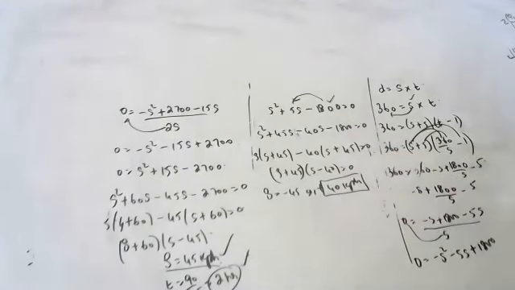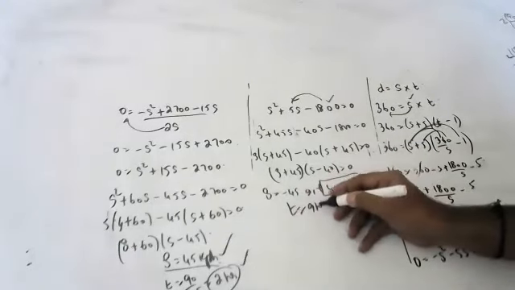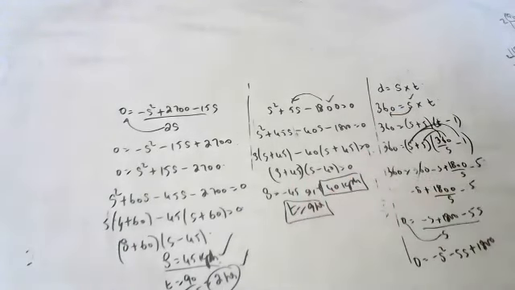If speed is 40, what will be the normal time? 360 by 40, that is 9 hours. Normal time is 9 hours. 360 by 40 is 9 hours. Normal speed and normal time are so and so. Like that we should do. One more sum you want? Is it enough?